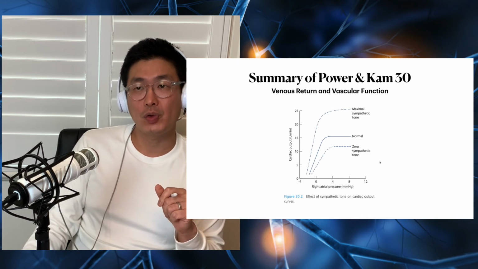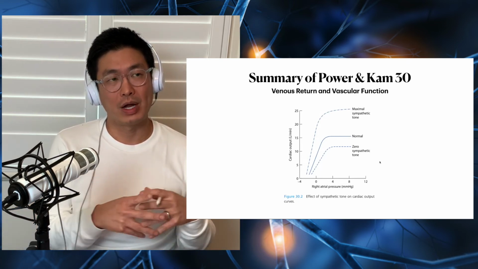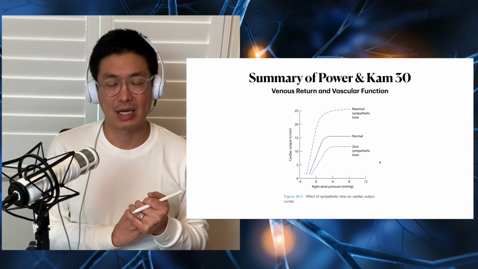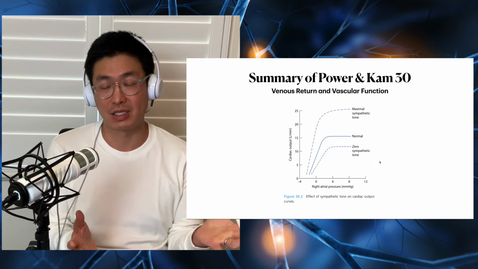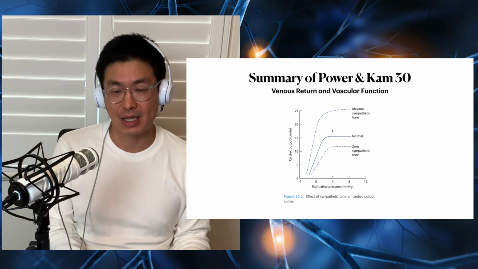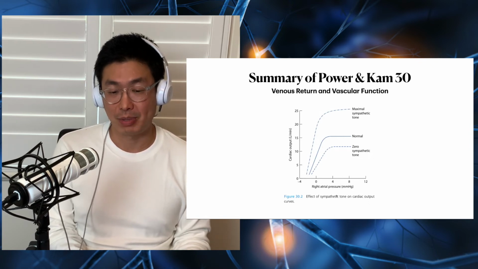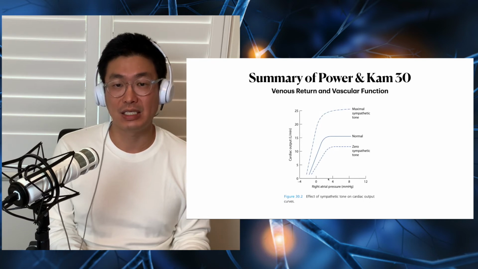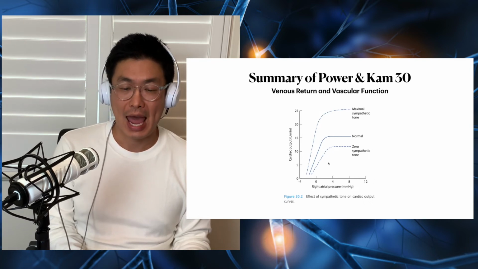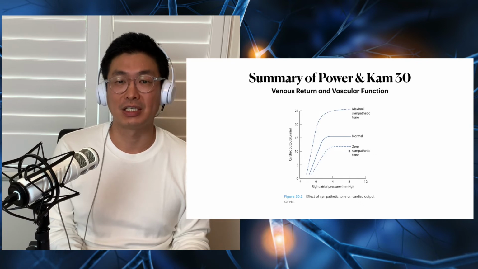Now, finally, I want to go through a couple of diagrams from Power and Cam, because I think that will give us an idea in terms of what is commonly presented with the cardiac function, as well as the vascular function curve. So this is chapter 30, venous return and vascular function. This is pretty standard, I think, this curve. So this is the cardiac function curve, and you can see instead of having CVP on the x-axis, you've got right atrial pressure. And again, with sympathetic stimulation, you get it shifted up, and then with a reduction in sympathetic stimulation, you get it shifted down.